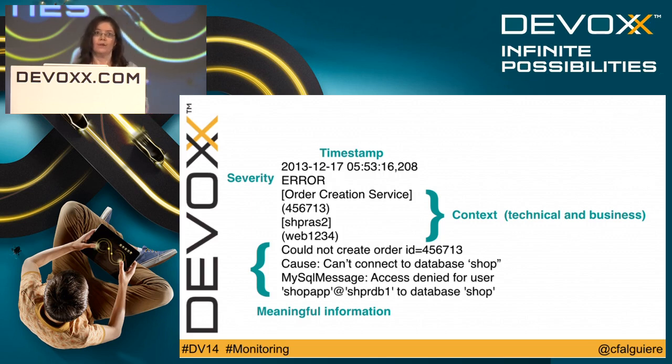Maybe an ID. It's always interesting to have an ID, because you may have other support reporting a problem with a specific order or action. You may have other systems that report errors because of errors in this system. Then a technical context, for instance, the name of the instance and the number of the thread, which is often provided in a log, and a meaningful message.